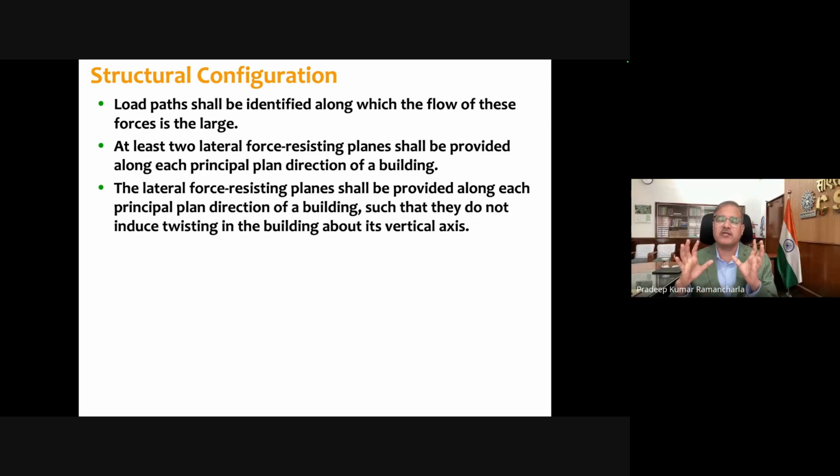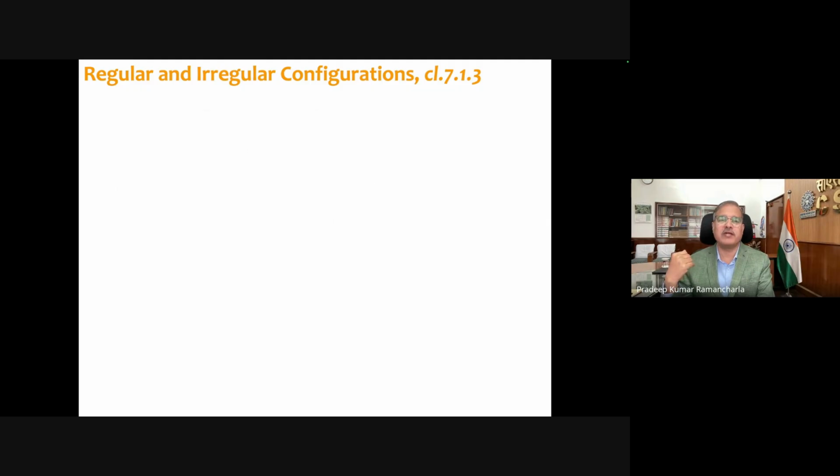When the structural configuration is very simple, this kind of thing is possible. If the structural configuration itself is complex, then providing 2 planes will be very, very difficult, and the structure suffers a lot of adverse effects because of irregularities, which I'm going to discuss. So what structure is called regular and which structure is called irregular? That is clearly defined in clause 7.1.3 in the new code.